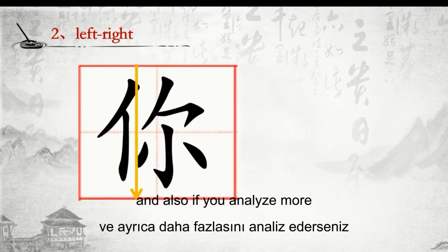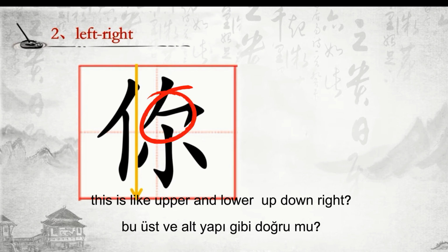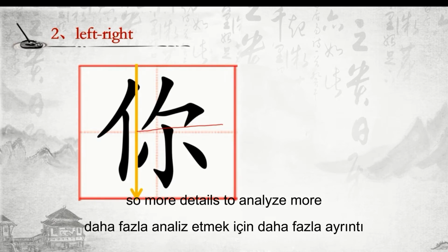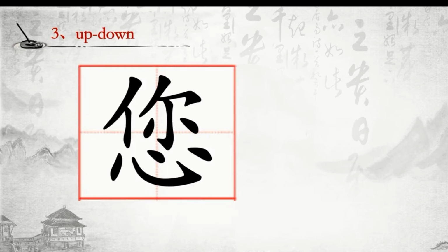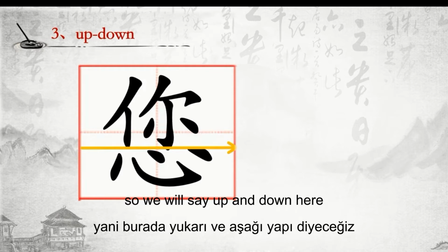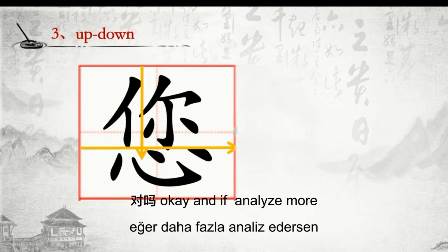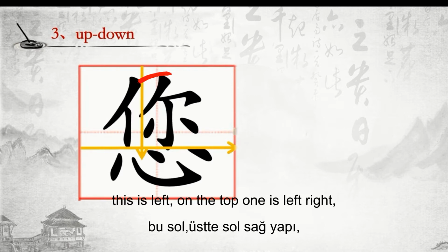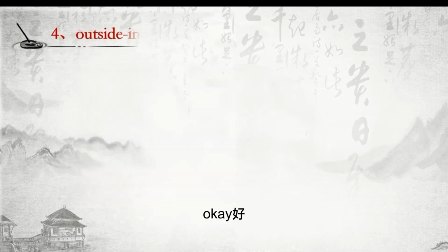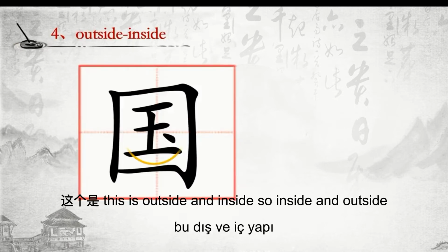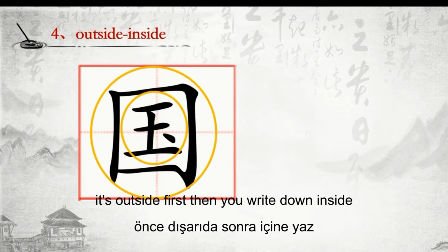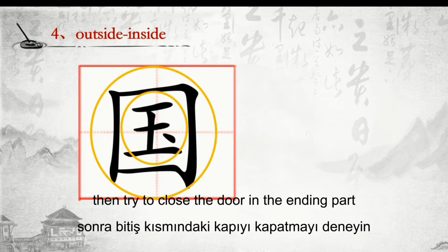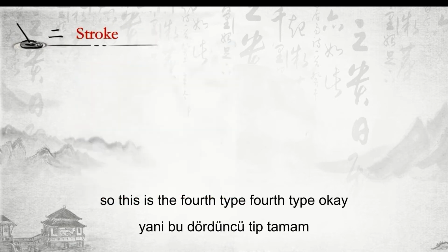And also if you analyze more, this is like up and lower, up, down. 对不对? So more details to analyze. And also there's another one, up and down. Did you see this character? So we will say up and down here. 对吗? Okay. And if I analyze more, this one on the top is left and right. 好，我们来看一下这个是 outside and inside. So usually when you write down such a character, you write the outside first, then the inside, then try to close the door in the ending part. So this is the fourth type, okay.